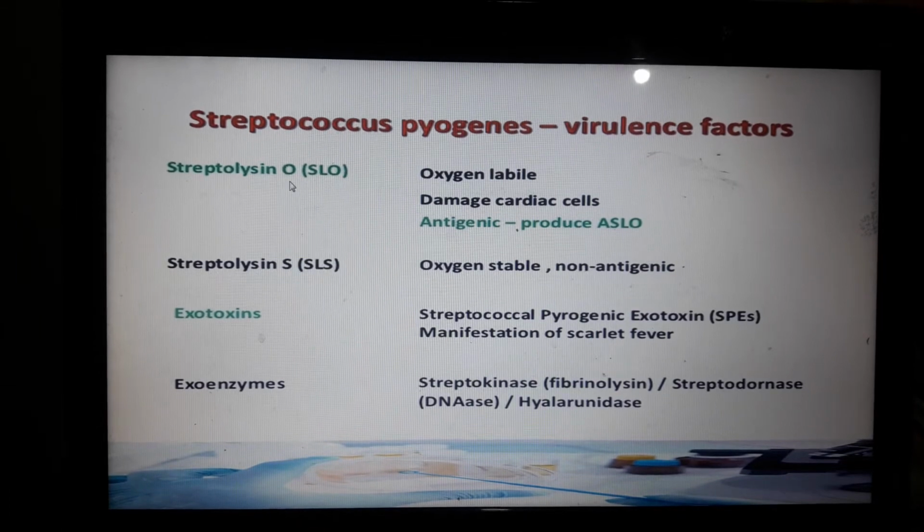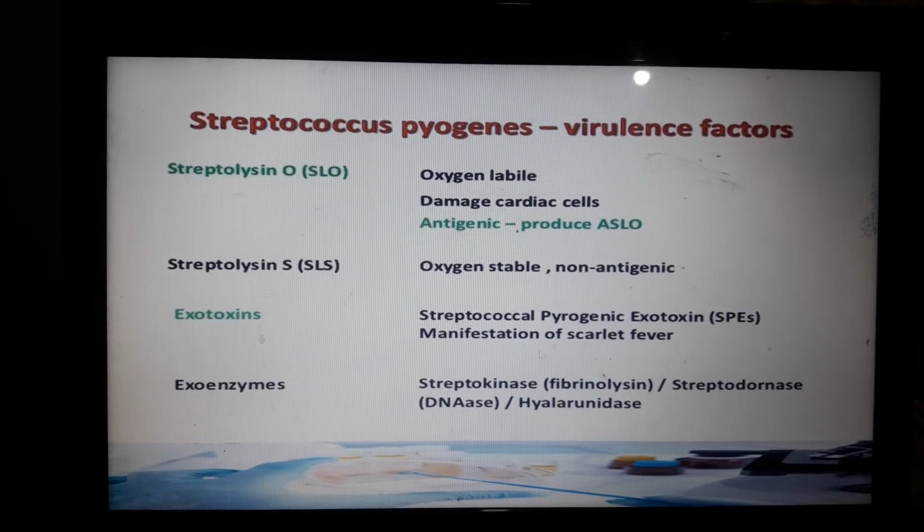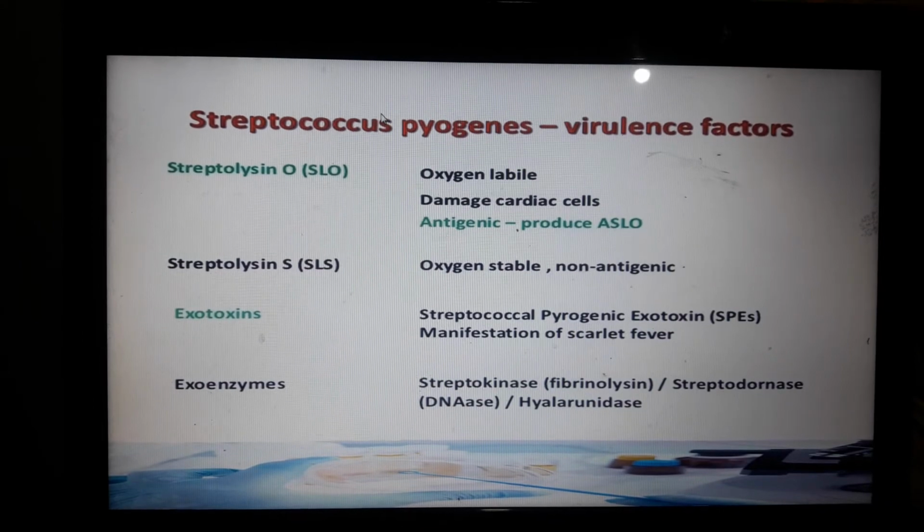Another one is streptolysin O, or SLO, which is oxygen labile. It causes cardiac damage and is antigenic. Streptolysin S, or SLS, is oxygen stable and non-antigenic, while this one is antigenic. Exotoxins include the streptococcal pyrogenic exotoxins, or SPEs. Usually their manifestation is scarlet fever, and of course the causative agent is Streptococcus pyogenes.